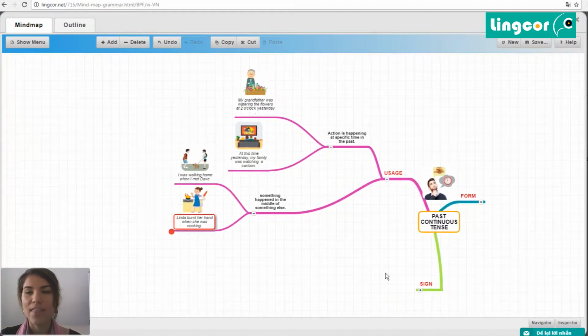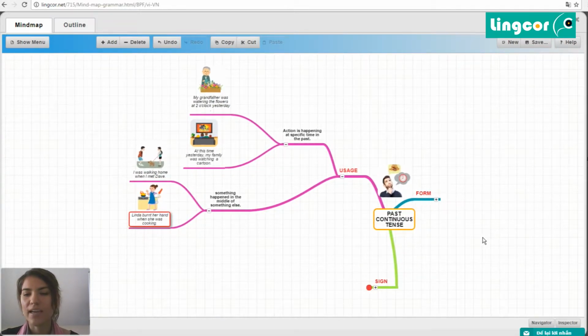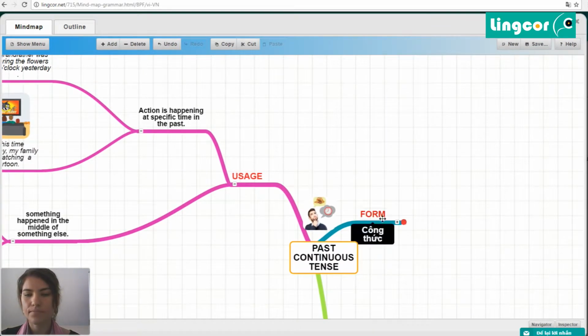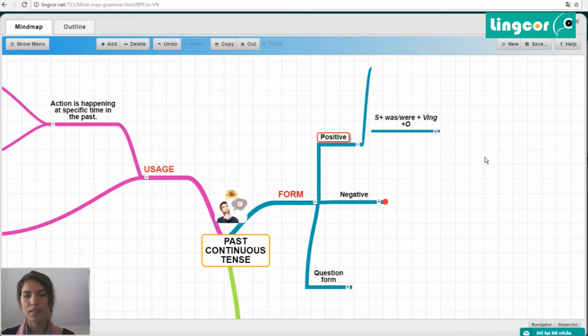Okay, now that's the usage of the past continuous tense. Let's go on to looking at the form. So we have three forms here. We have positive, negative, and question form. First, we have positive form.